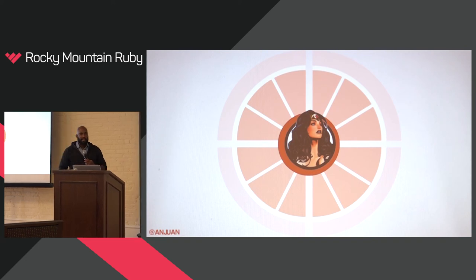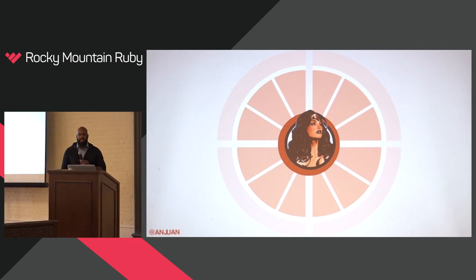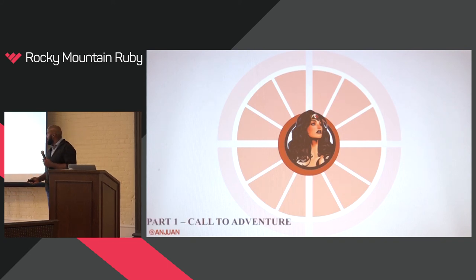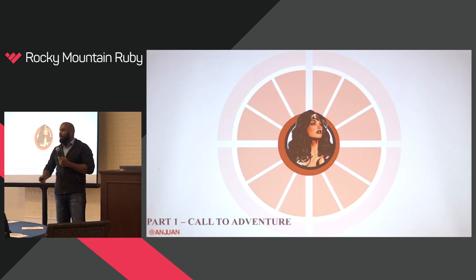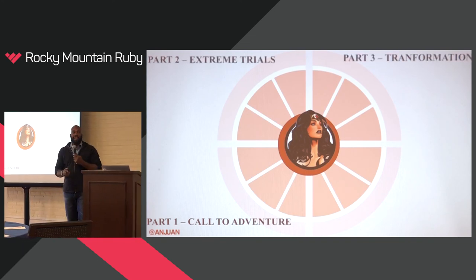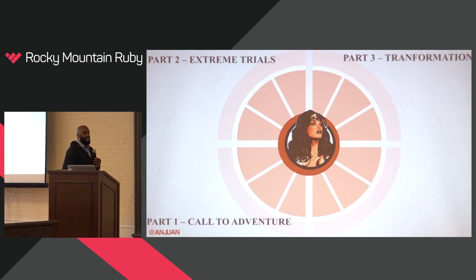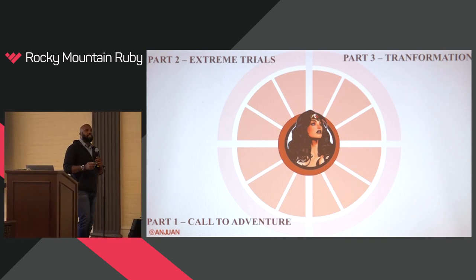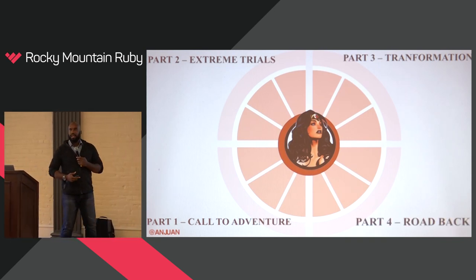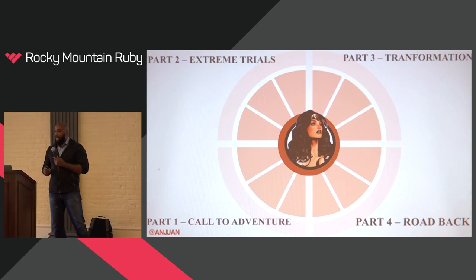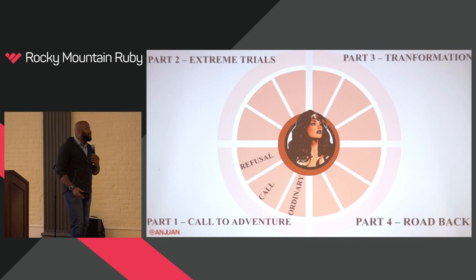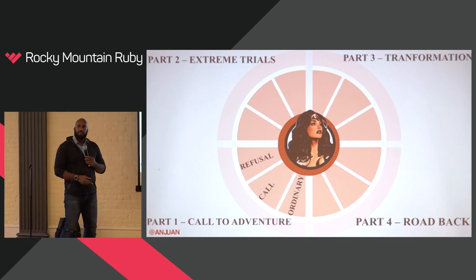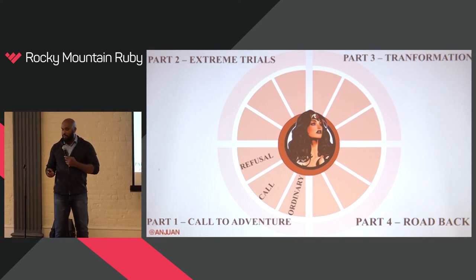Some omit phases, some may change the phases, but there are four major parts. And so there is first the call to adventure, right? You're in the common world and you have this call to adventure, and then you go through some extreme trial that you have to overcome. And then there's the transformation that you go through after going through that trial. And then finally, every hero has to go home. And so you make your way back on the road to where you started, back in the common world.